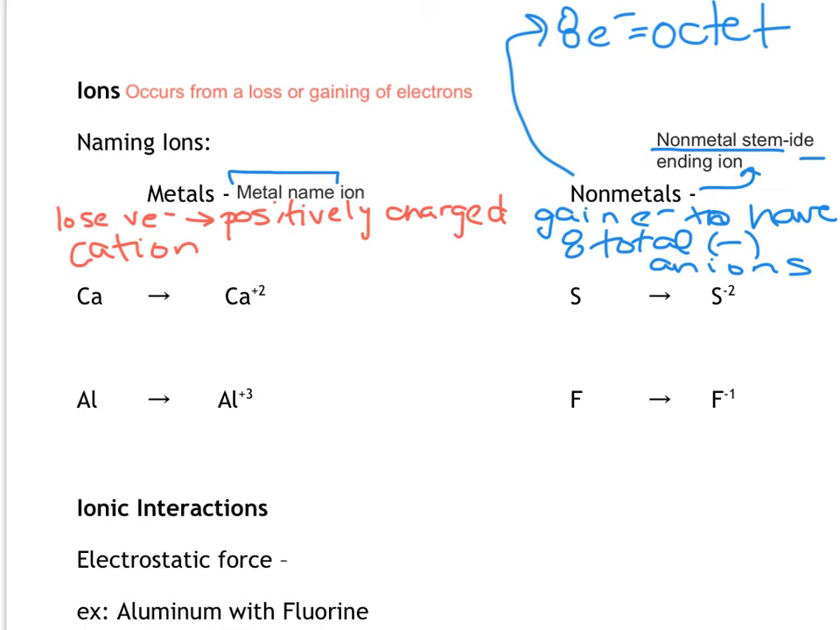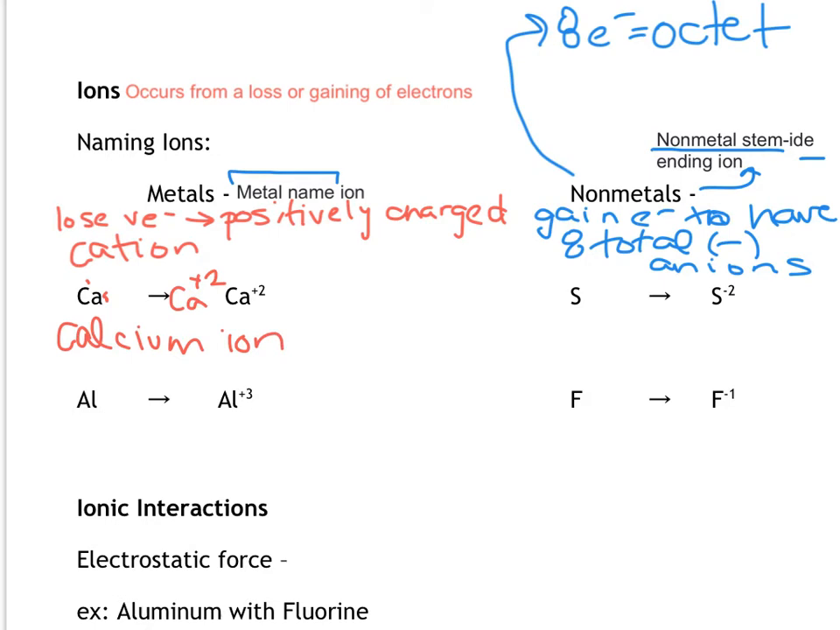So for example, I have calcium. Calcium as an element has 2 valence electrons, here and here. It's going to lose those 2 valence electrons because it's a metal, and it's going to just be calcium with no valence electrons around it, so we say calcium plus 2. To name that, our metal name is calcium, and then we just write ion after it.